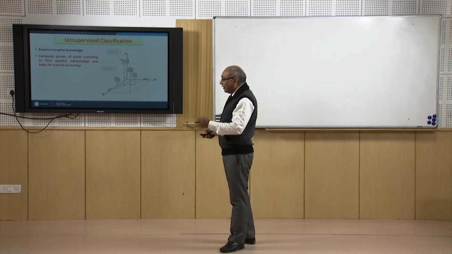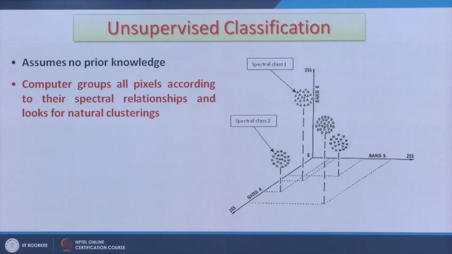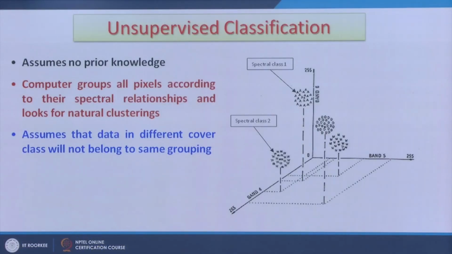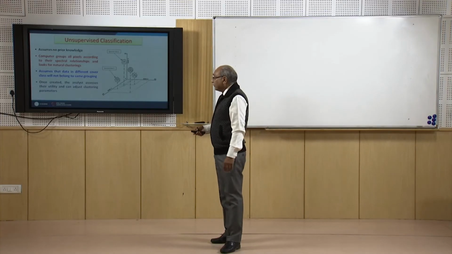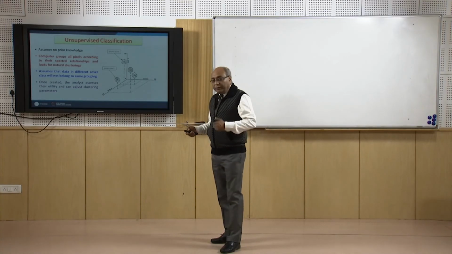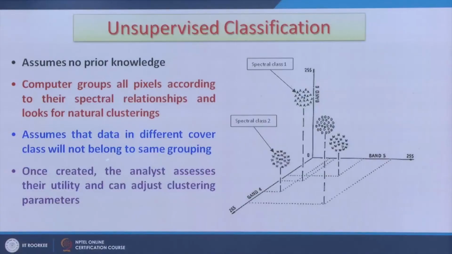Wherever it finds a cluster, it may assign one class. Now you have to identify whether the class it has assigned is a water body or not, and by natural convention we will assign blue color to the water body. In this way we achieve unsupervised classification. Here it is assumed that the data in different cover classes will not belong to the same grouping, and once we have given this to the computer, the analyst later assesses the utility and can adjust clustering parameters.